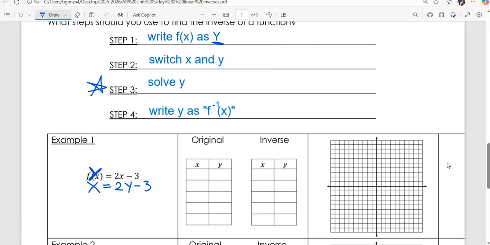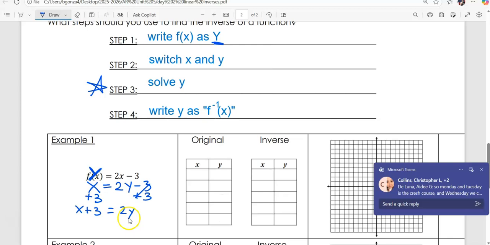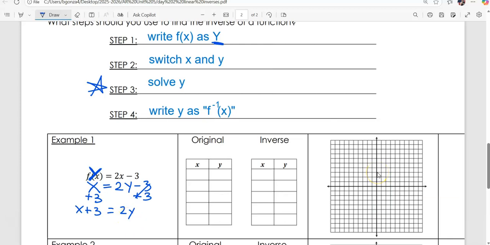Okay, step 3, this is the part. If I'm solving for y, what do I get rid of first, the 2 or the minus 3? The minus 3 is the loner. What's the opposite of minus 3? Plus 3. x plus 3. That equals 2y. And then how do I get rid of the 2 in front of y? Like we did on our warm-up, like we do all the time solving. Divide by 2.